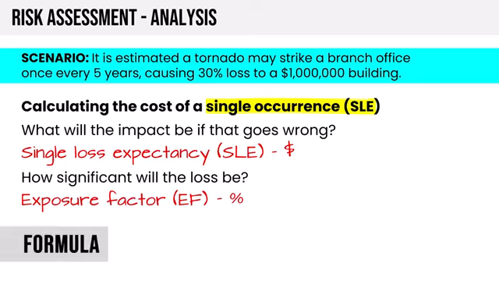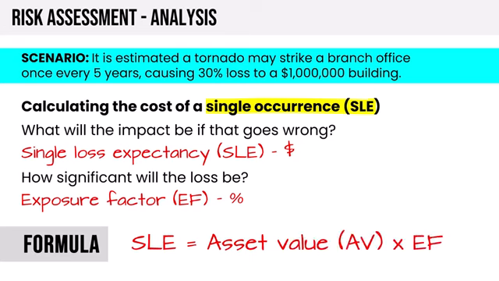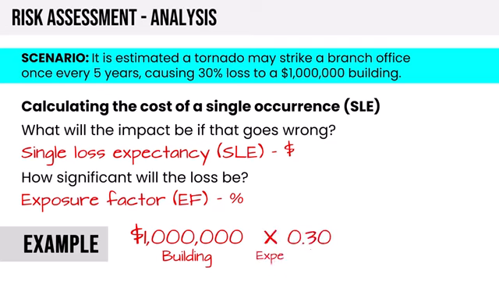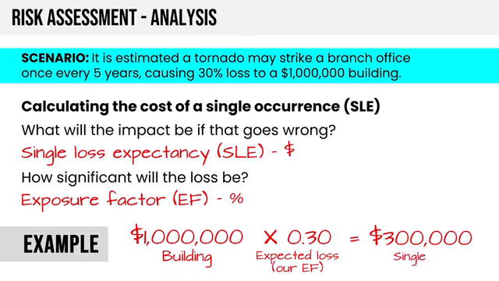The formula for that single loss expectancy is the asset value times the exposure factor. So doing the math, if we have a $1 million building, we have an exposure factor of 30%. That means we expect a $300,000 loss in a single incident. So that's our percentage loss, that exposure factor. So 1 million times 30%, or 0.3 when expressed as a decimal, is a $300,000 single loss expectancy every time a tornado hits that building.